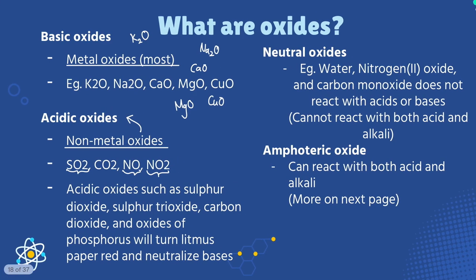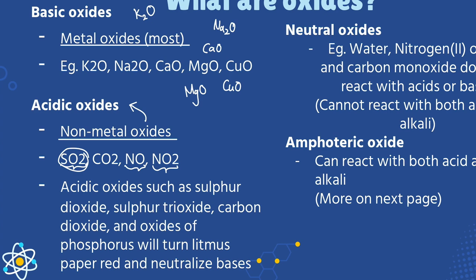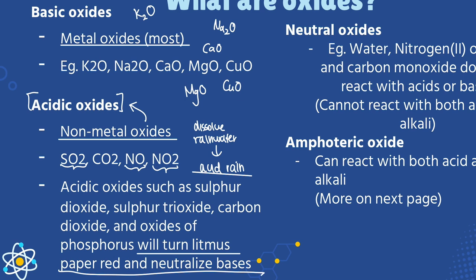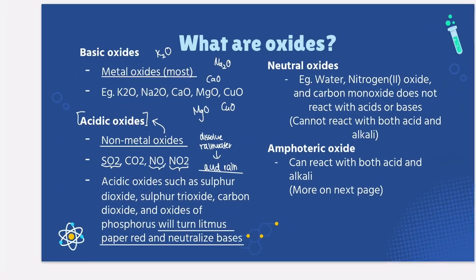We know from the environment unit that sulfur dioxide and nitrogen dioxide dissolve in rainwater to form acid rain, right? This is really important. It forms acid rain, and the reason for that is because it's an acidic oxide. These acidic oxides will also turn litmus paper red, as we saw earlier, and they will also neutralize bases. They'll also undergo acidic oxide plus basic oxide reactions.